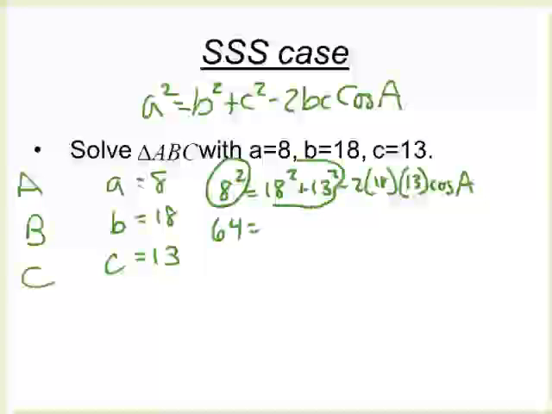Then we're going to calculate the squared stuff, 18 squared plus 13 squared. And then we're going to calculate the multiplied stuff in front of that cosine. So 2 times 18 times 13.